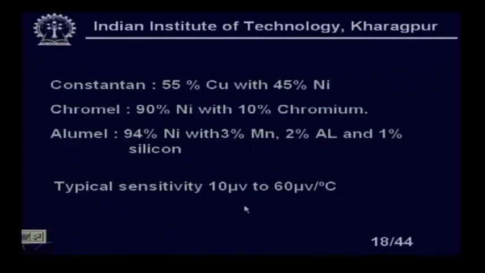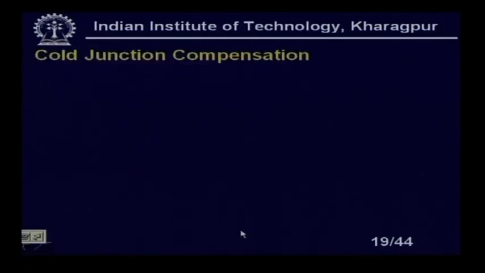Now, what is constantan? Constantan is an alloy, it is 55% copper, 45% nickel. Chromel is 90% nickel, 10% chromium. Alumel is 94% nickel with 3% manganese, 2% aluminum and 1% silicon. Now, typical sensitivity is 10 microvolt to 60 microvolt, that I told you earlier. Now, cold junctions: you see, in the industry, while you are making a thermocouple, the hot junction will be the measuring junction and the cold junction is supposed to be at 0 degree centigrade.